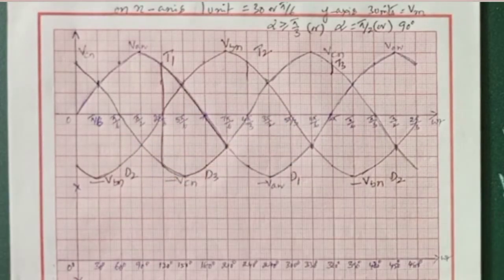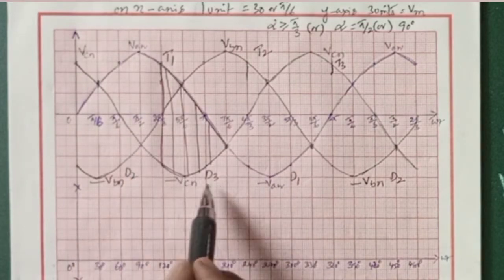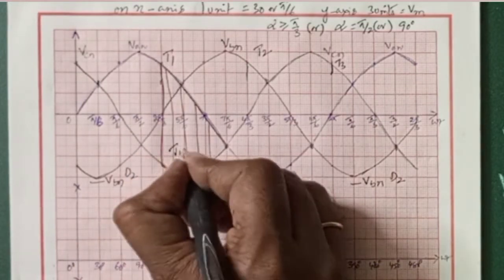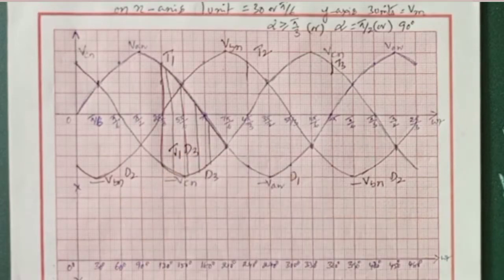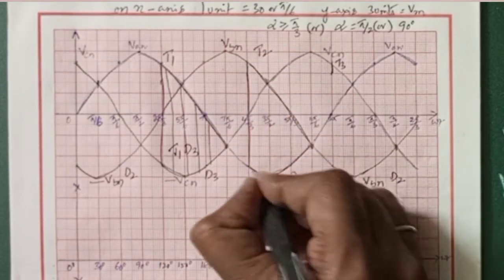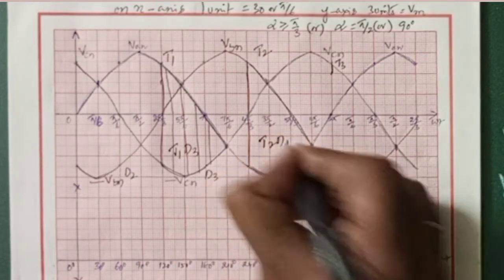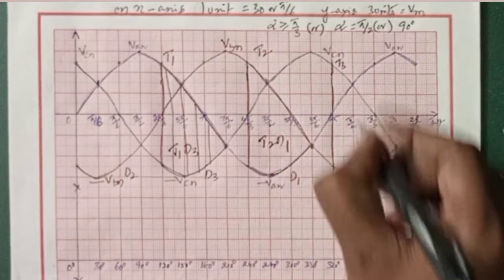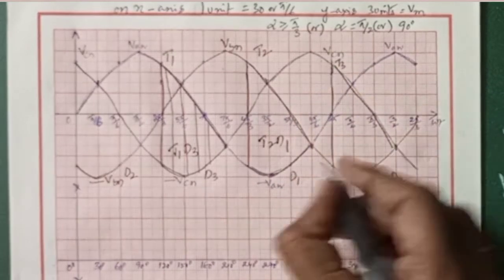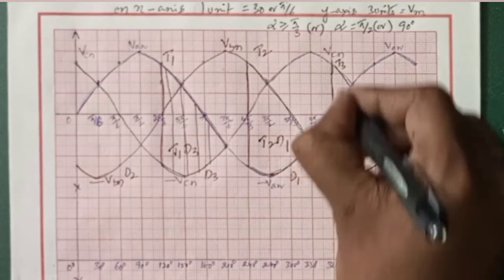is the voltage output. You can observe here T1 is turned on and here D3 is turned on. So this is the area under T1 and D3 working. This is the area of the curve, the voltage which appears across the load. Here T2 and D1 are going to work. This is turned on, so the area under this curve is this. T3 and D2 are going to work.